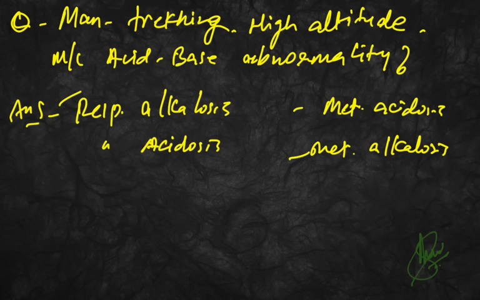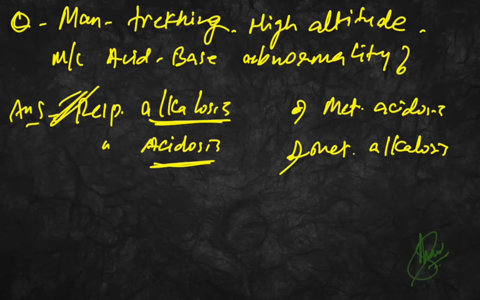Then, men trekking at high altitude, most common acid base abnormality. The options were metabolic acidosis, metabolic alkalosis, respiratory alkalosis, respiratory acidosis. At high altitude, respiratory alkalosis will be there. This is the correct answer.